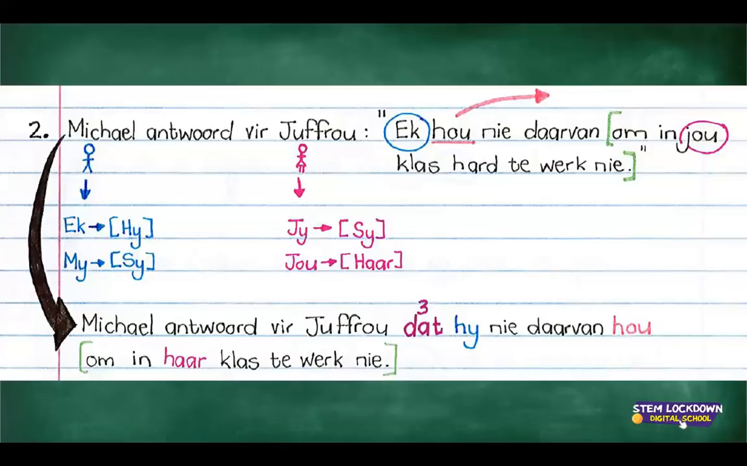Juffrou can only be a female. If it's meneer, then it will be a man. Okay, so juffrou is a female teacher. Onderwyser can be male or female. Okay, so onderwyser can be male or female. Juffrou is always female, and meneer is always male. Don't confuse juffrou with mevrou. Okay, juffrou means miss, and meneer means sir, in a classroom situation. Okay, mevrou just means Mrs. My juffrou is definitely just referring to female teacher. Okay. Kom ons gaan aan.